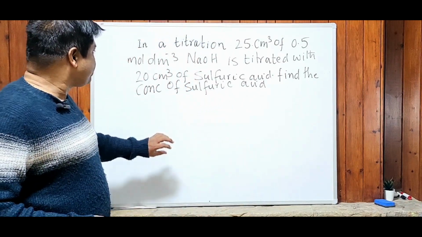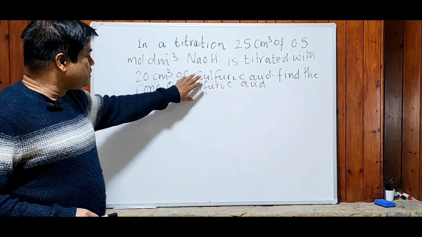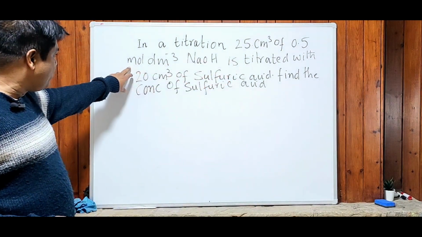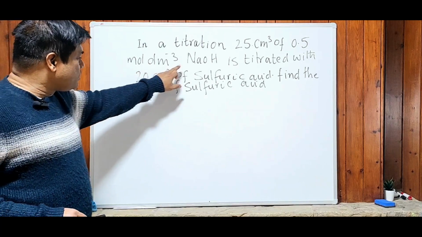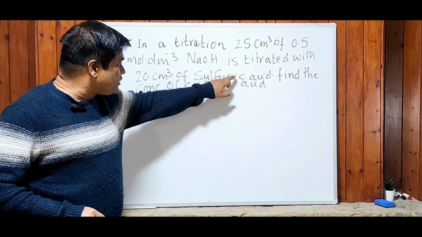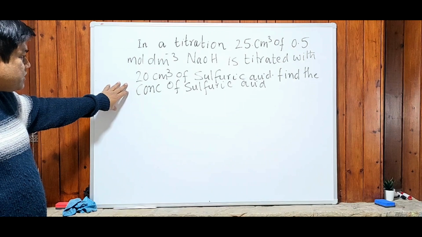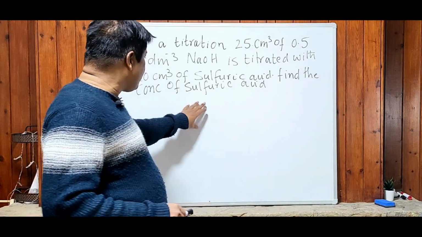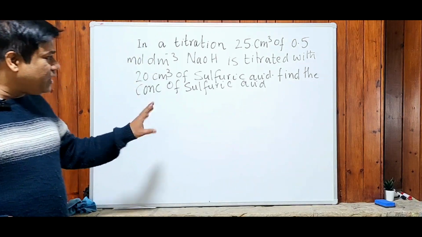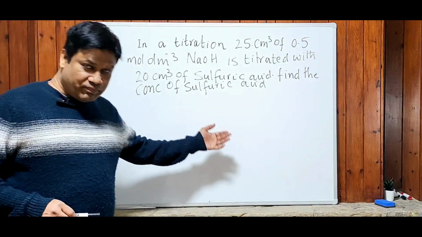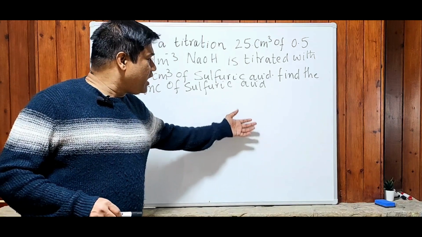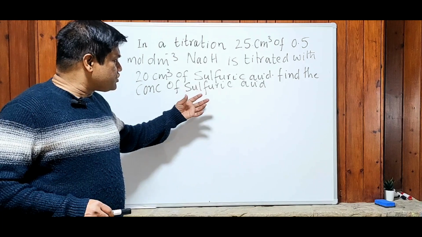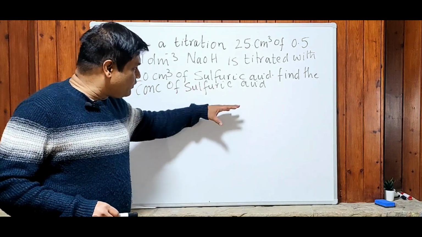Look at that question. In a titration, 25 cm³ of 0.5 mol dm⁻³ sodium hydroxide is titrated with 20 cm³ of sulfuric acid. Find the concentration of the sulfuric acid. That's the main purpose of the titration. We can work out the concentration of the unknown substance, the concentration which is not given in the question.